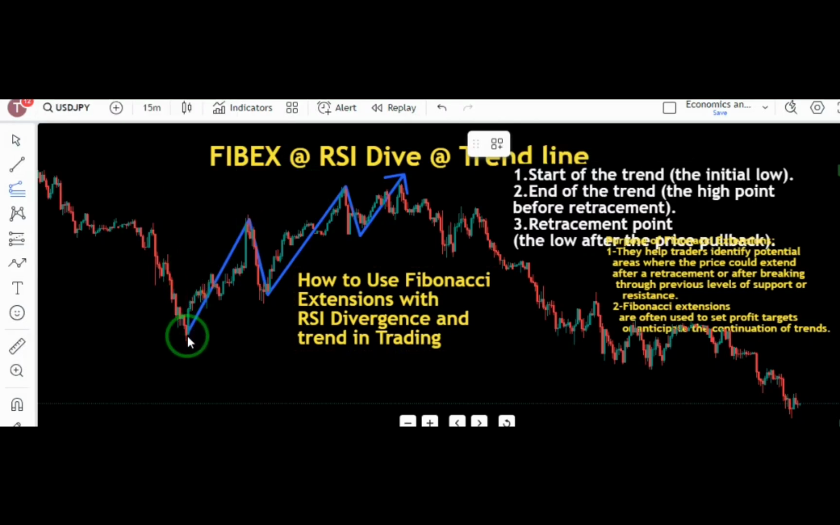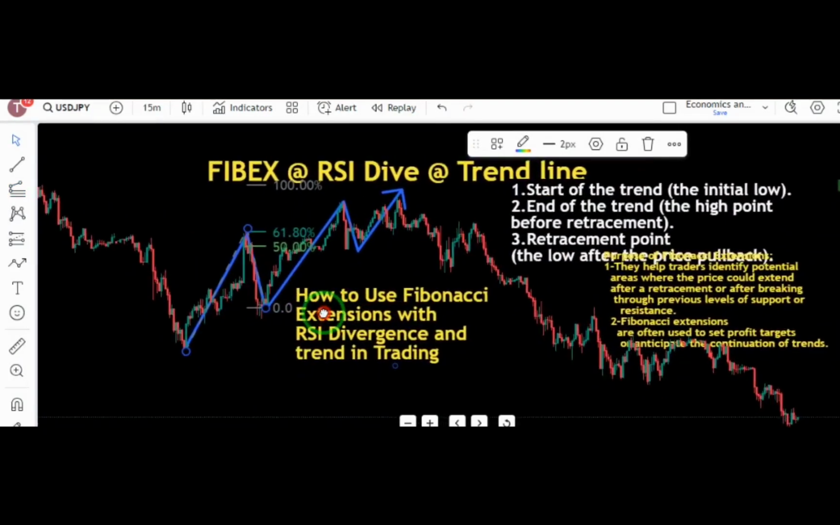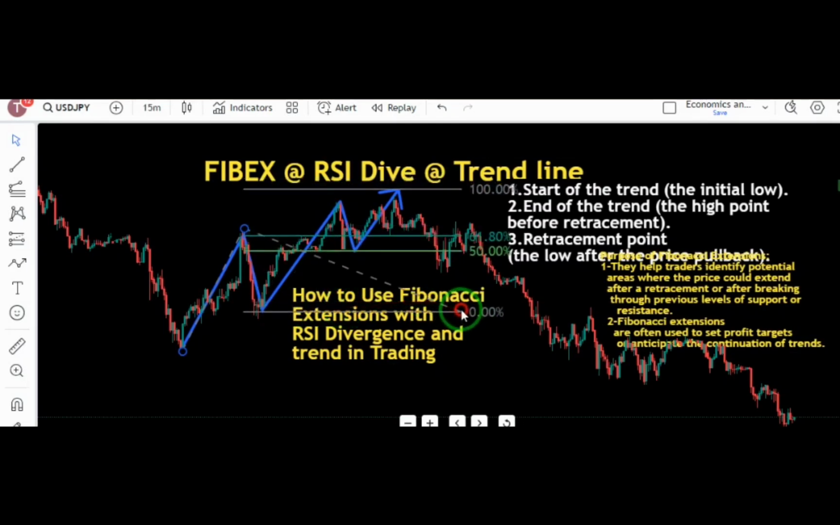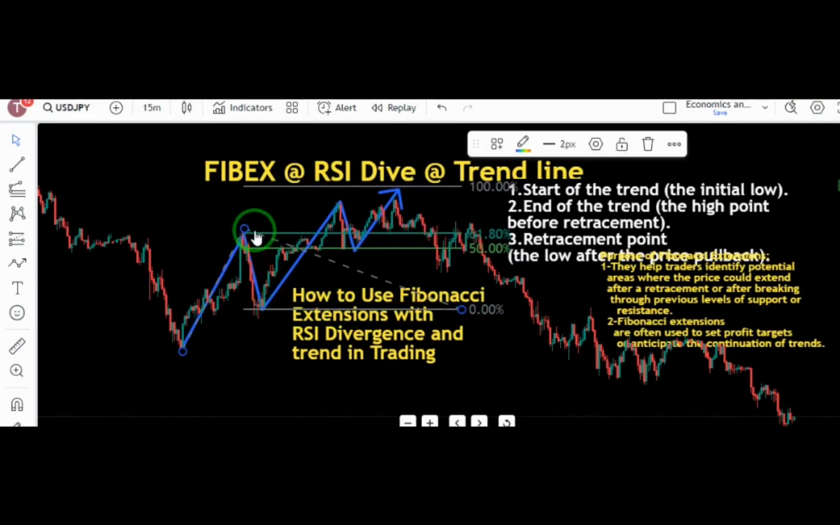Then the starting point of the trend, then the ending point of the trend, then the pullback of the trend. That's all. This is the Fibonacci extension. You see now, here we can find where the market is going to extend.